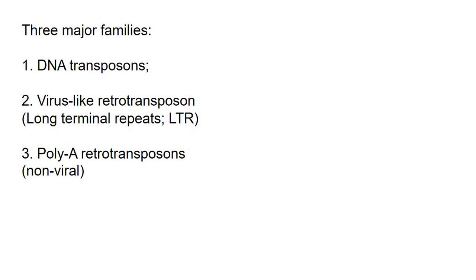We can divide transposable elements into three major families: DNA transposons, virus-like retrotransposons, which are also known as long terminal repeats or LTRs, and poly-A retrotransposons, or non-viral retrotransposons. You'll see here there's one DNA transposon, and then two of the family members are both retrotransposons. That means these are RNA sequences that need to get converted into DNA by complementary DNA synthesis by reverse transcriptase.